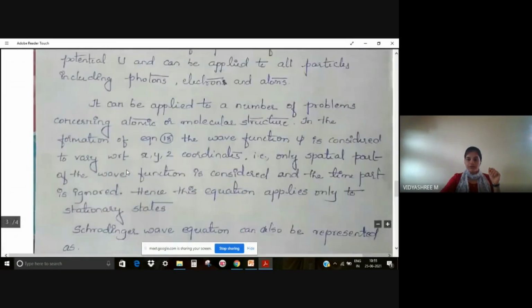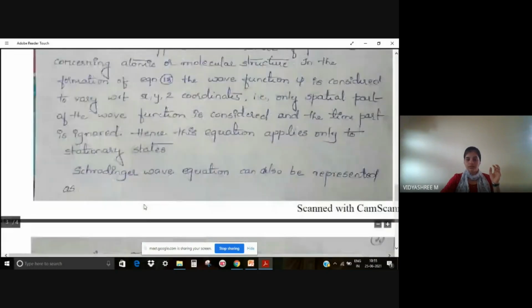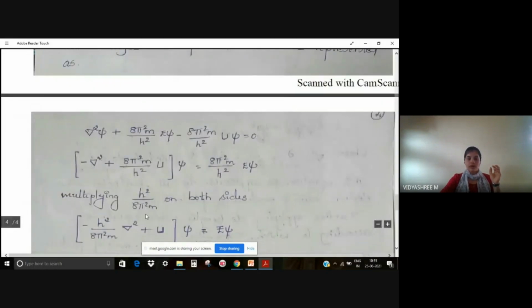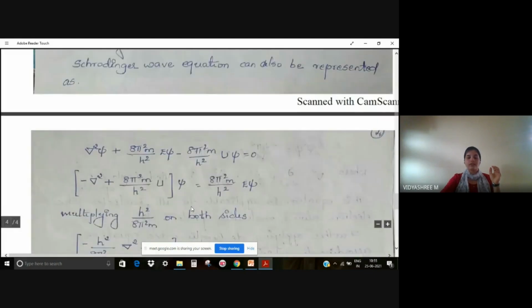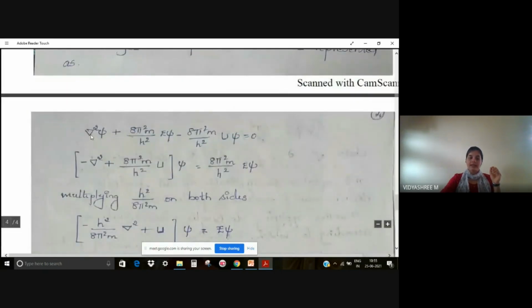Now this particular equation can be applied to a whole lot of systems, and its solution gives us the solution for that particular system. Now we will obtain another form of the time independent Schrodinger wave equation. We will split this E minus U term into two terms, so that it can be written as del square psi plus 8 pi square m divided by h square E psi minus 8 pi square m by h square U psi is equal to 0.